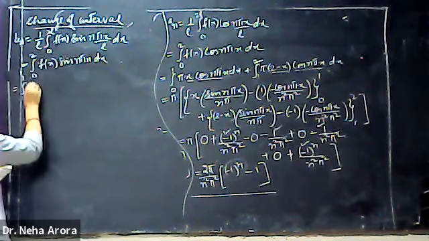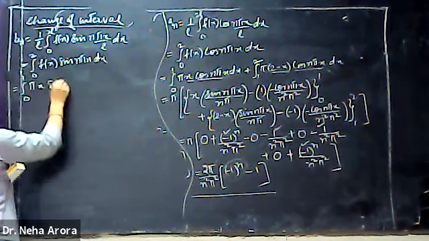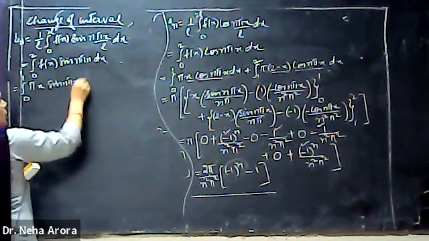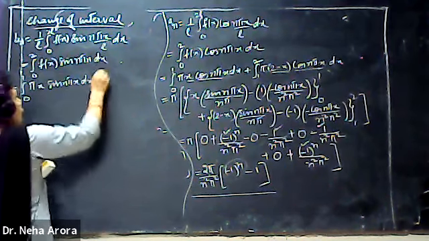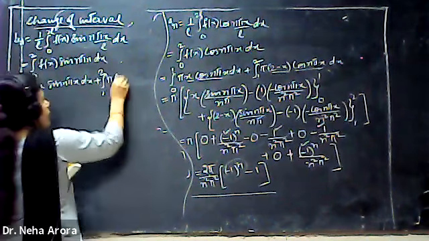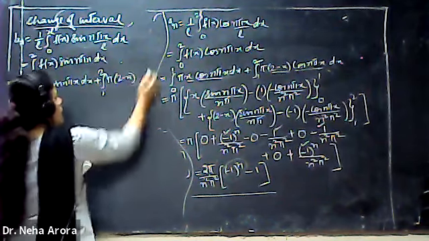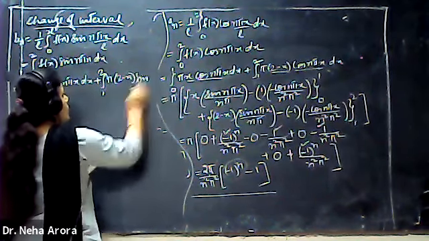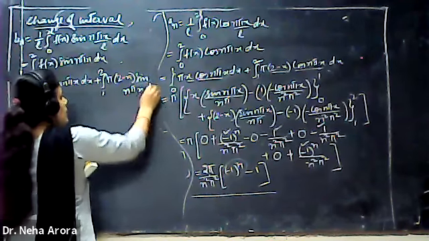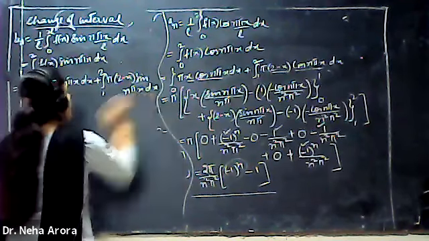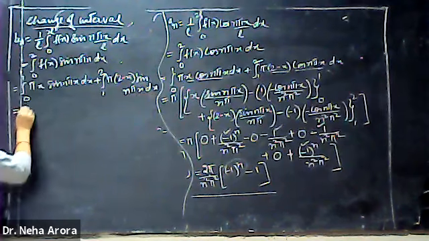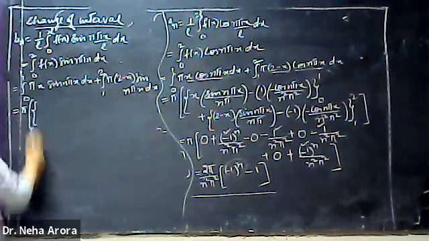Let's split the function into two parts. One is from 0 to 1 and the function is pi x into sine n pi x dx, and second is from 1 to 2 and the function is pi into (2 minus x) sine n pi x dx, right? Now let's integrate. This is equal to, we can take pi common. Let's start with our integration.